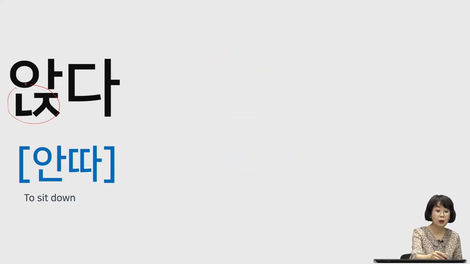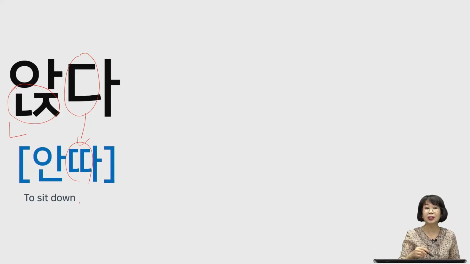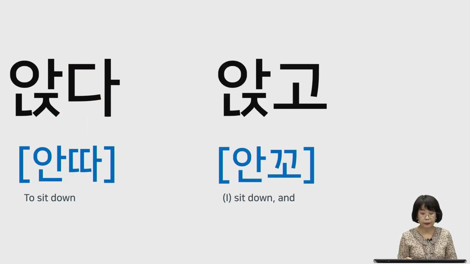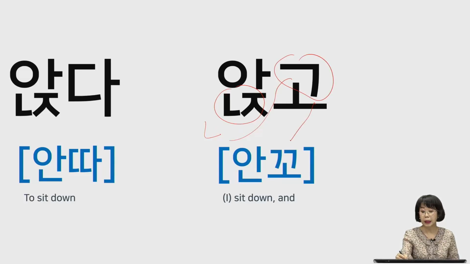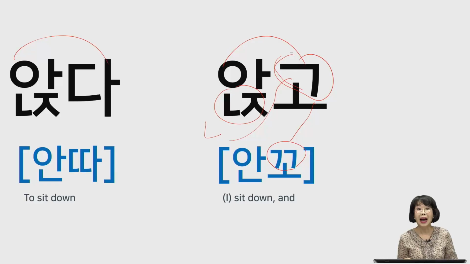The representative sound of this is ㄴ. The stem has the last consonant as ㄴ sound. So the next ㄷ changes to ㄸ sound, tense sound. 앉다. 앉고. Its representative sound is ㄴ. So ㄱ becomes ㄲ, plain to tense sound. 앉다. 앉고.